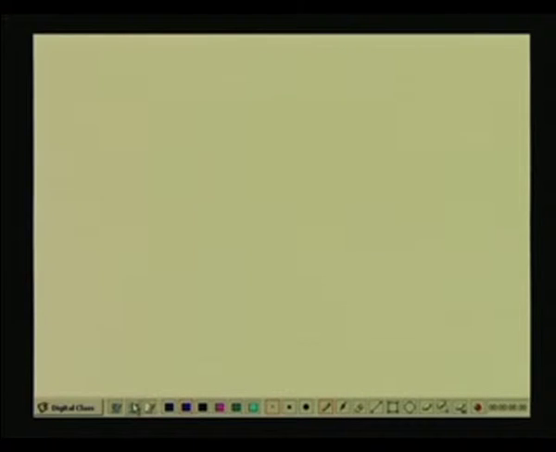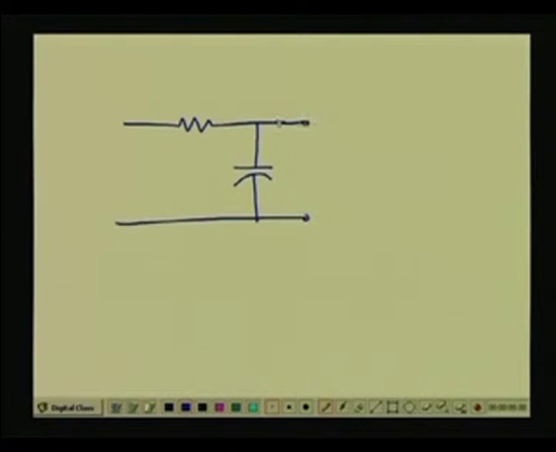Now, in order to design the low pass filter, we first need to choose the order of the filter that will give us our desired result. Let us first consider a first order filter. The first order filter will look like this.